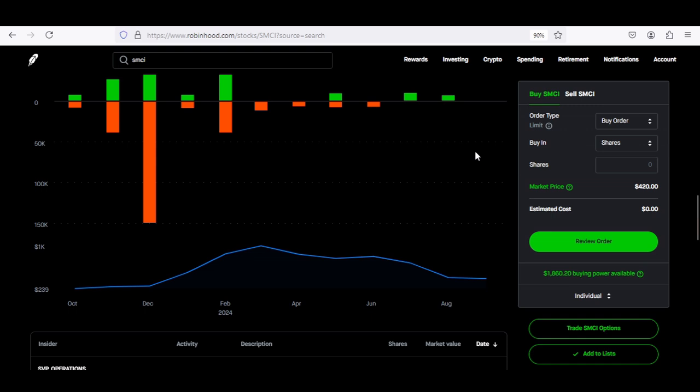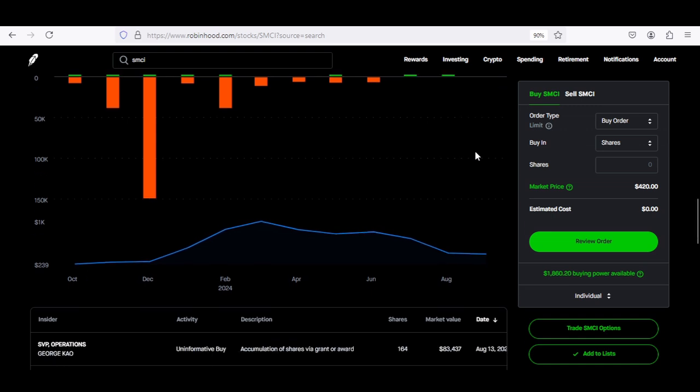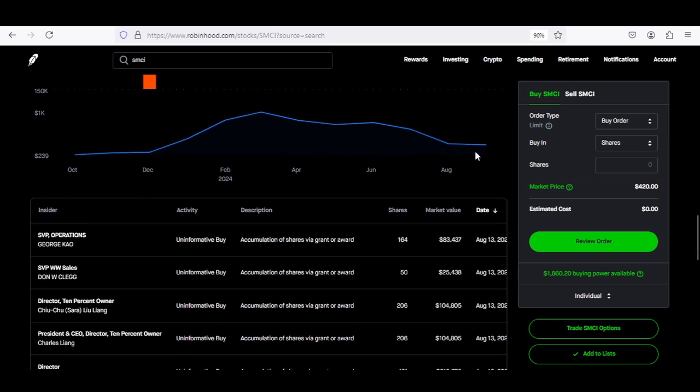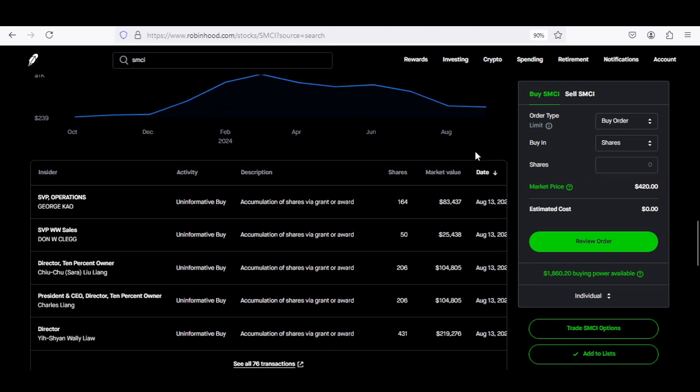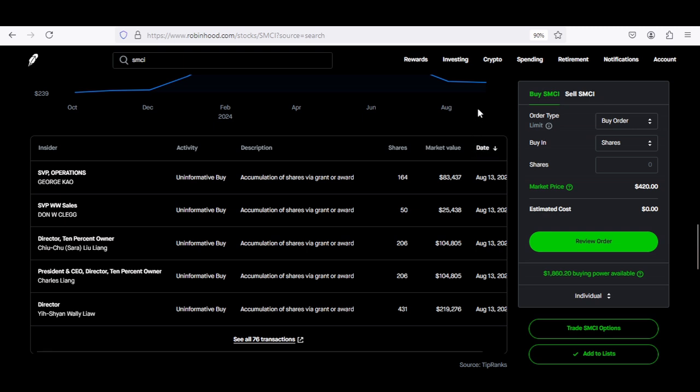And you should be able to see this if you're using a desktop. It is also available on your mobile phone, but not in such detail. Okay, so as you can see down here, this is how the insiders accumulate and sell shares. So as you can see here, SVP of operations, George Cow, he had an uninformative buy, which is an accumulation of shares via a grant or award. And he did receive 164 shares.